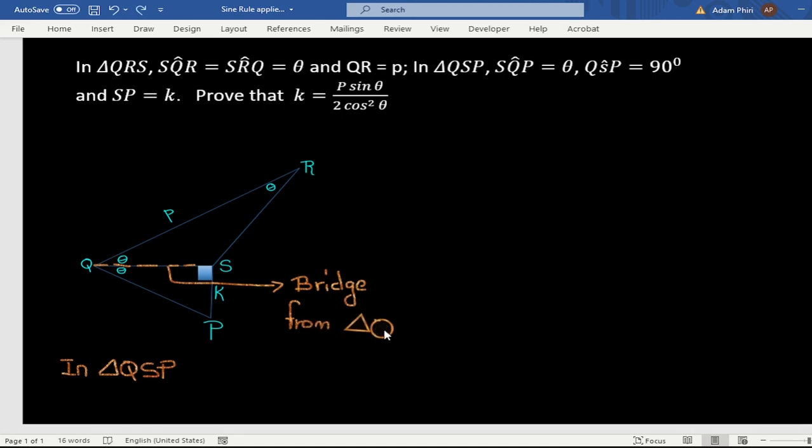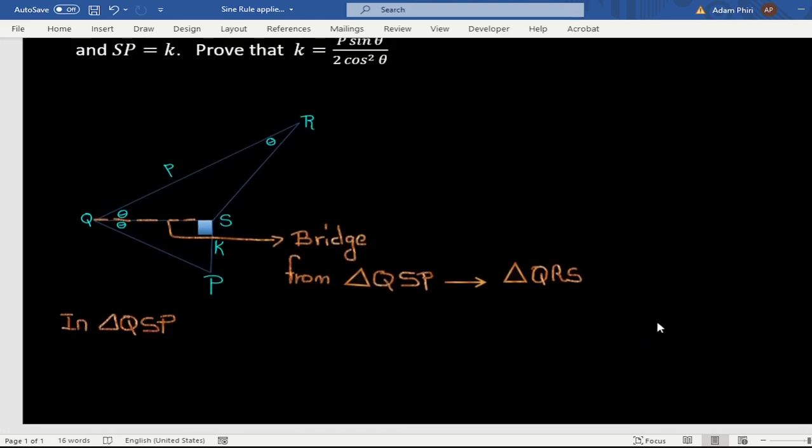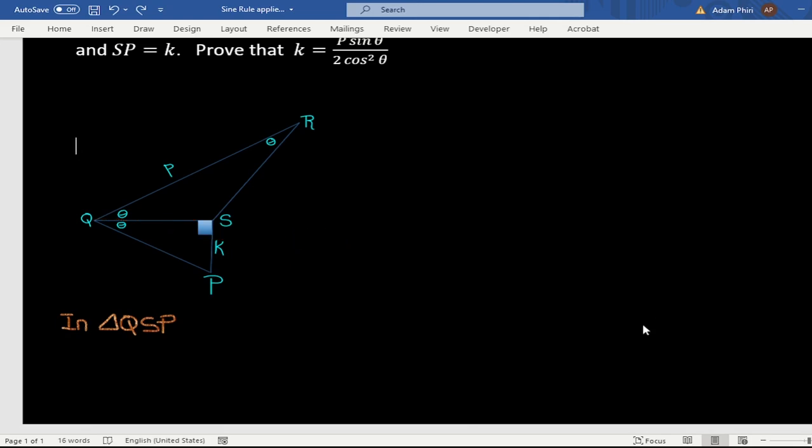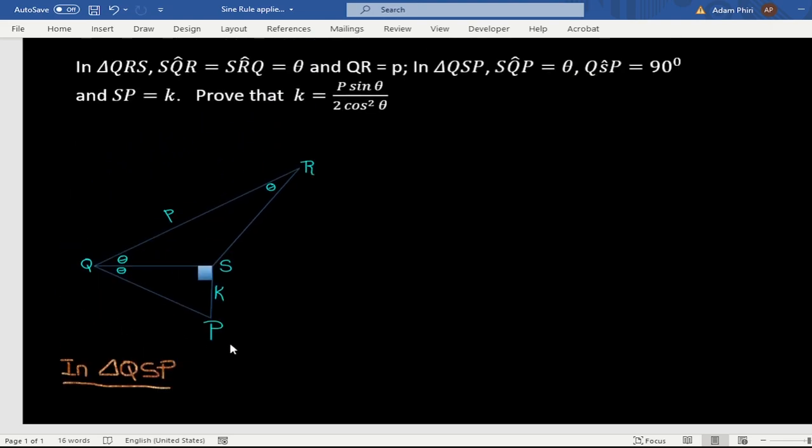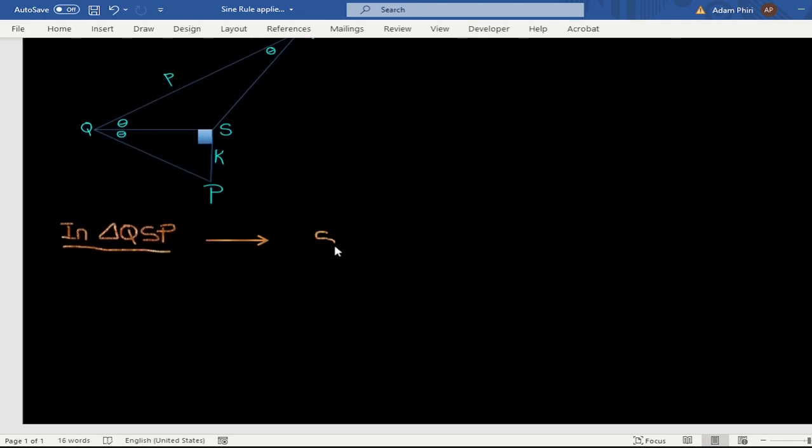It's going to be QSP to QRS. So we're going to move from triangle QSP to triangle QRS. So those are the triangles that we're going to move between using the QS. QS is the part that they share, so we're going to use that as the bridge that we're going to use to cross to the other side.